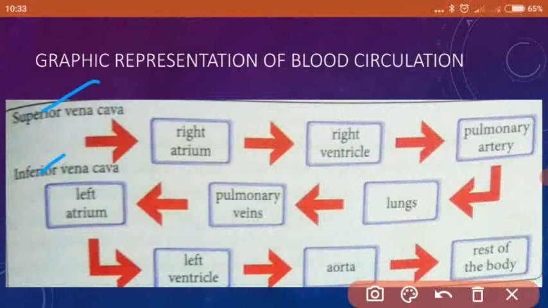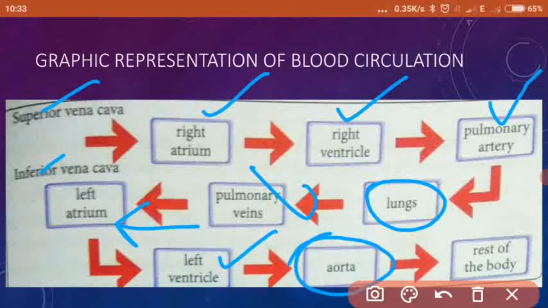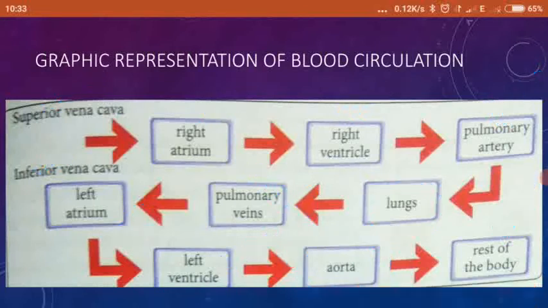From the superior vena cava and inferior vena cava, it reaches the right atrium, which pushes it into the right ventricle, then it goes to the lungs by the pulmonary artery. It reaches the lungs and gets oxygenated. It leaves carbon dioxide and takes in oxygen. Then it goes to the pulmonary veins. From the pulmonary veins, it reaches the left atrium. The left atrium pushes the blood to the left ventricle and then to the largest blood vessel, that is the aorta, which supplies the blood to the rest of the body. So this is the pathway that blood follows in our body.